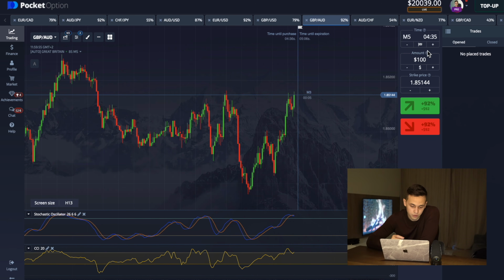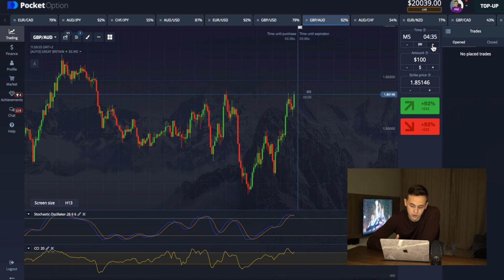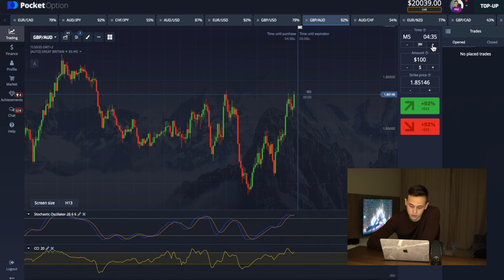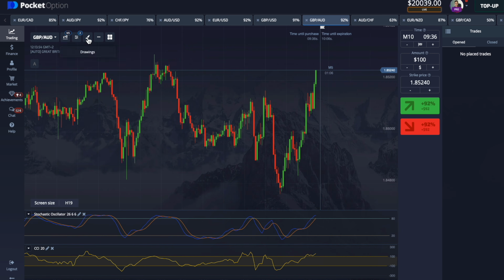For example, in this case, I see that the market has reached the level of resistance and is now testing it. But I also see that there is a more important level of resistance. So I take my time and wait until the price reaches this zone. All of this despite our indicators telling us that the market is already overbought.